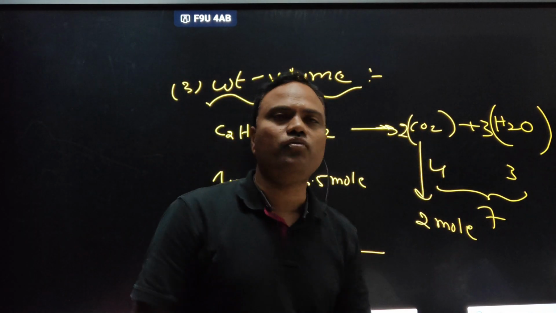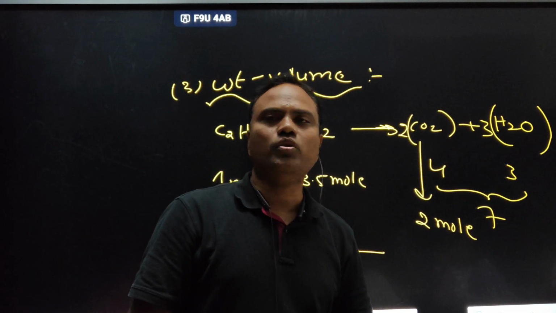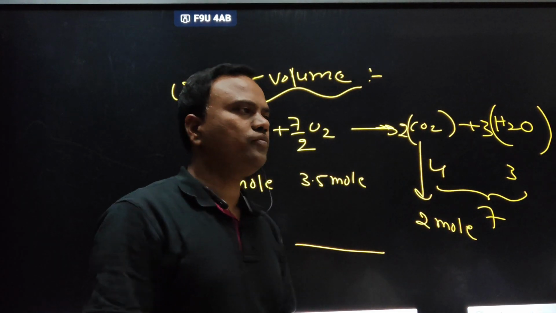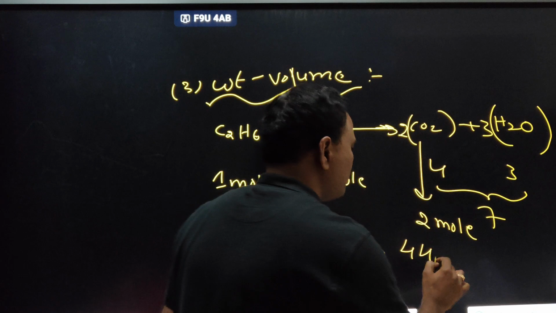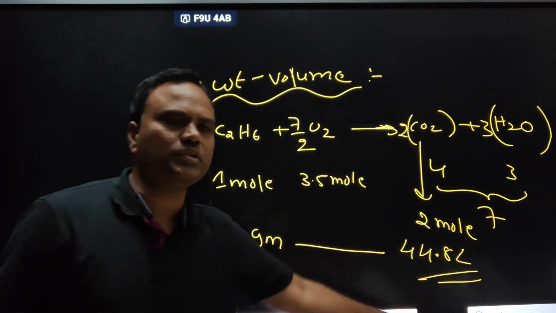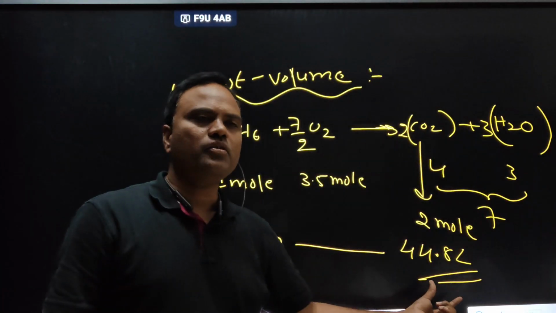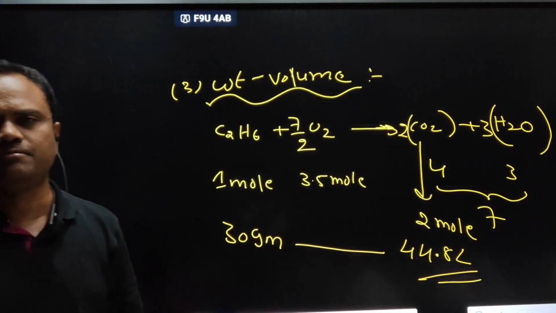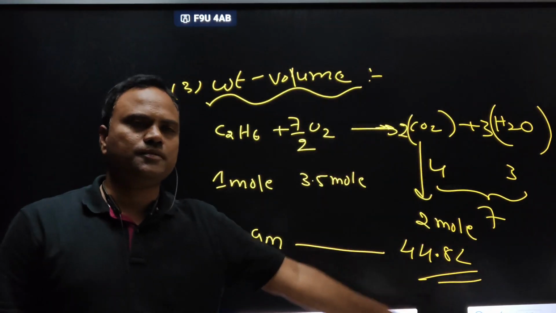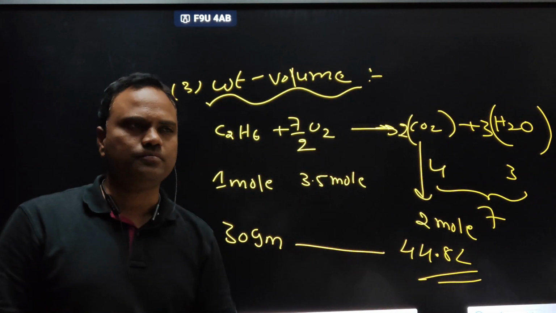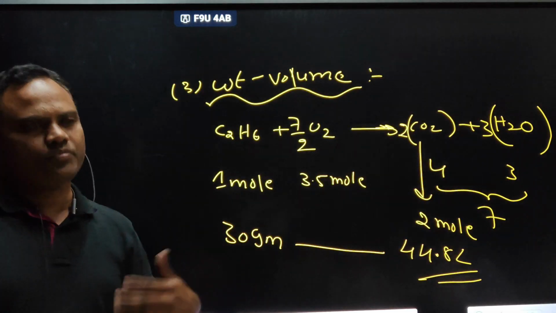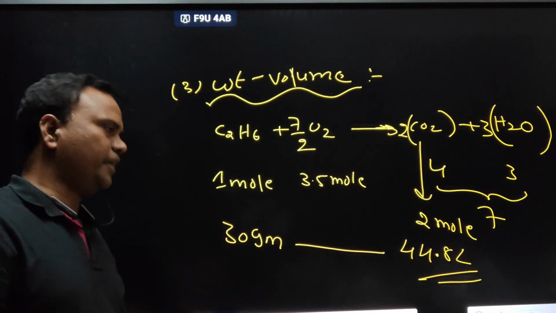What is the volume of 1 mole of any gas at STP? 22.4 liters. For 1 mole, 22.4; for 2 moles, 44.8 liters. So this is the standard relation. Weight volume: 30 grams always produce 44.8 liters. 15 grams produce half of this. That is weight volume. So first we should balance the equation, write proper moles, then based on the given data, we have to take weight or volume data.